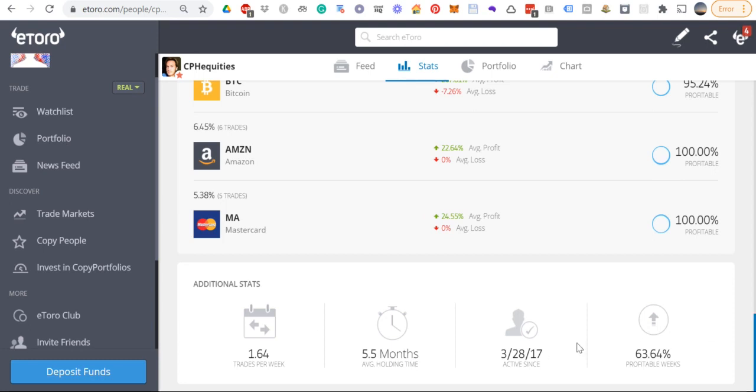And then right at the bottom, this is kind of interesting as well. So, this is like long-term investing. He's holding positions for an average of about 5 or 6 months, and trades a week is about 1.5. So it's not an actively traded account, but it's doing well. 63% profitable weeks.